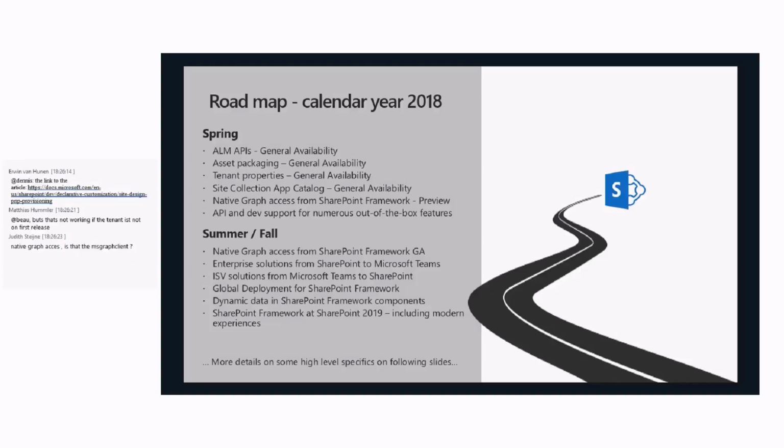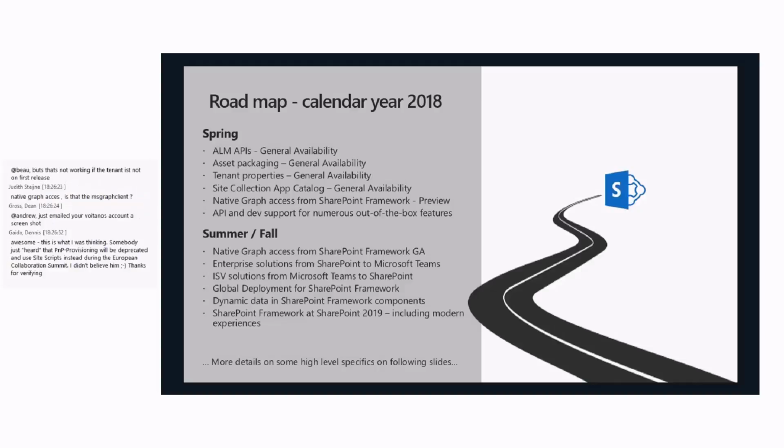We'll have dynamic data, which is already in preview. That's communication between the components. And then the SharePoint Framework is part of SharePoint 2019, including the modern experiences. So you will have the 1.4 version of SharePoint Framework supported in SharePoint 2019. The SharePoint 2019 timeframe has not yet been disclosed, but there will be a beta later this summer, and then the GA potentially happens by end of this year. We'll see how the timelines are then shared.